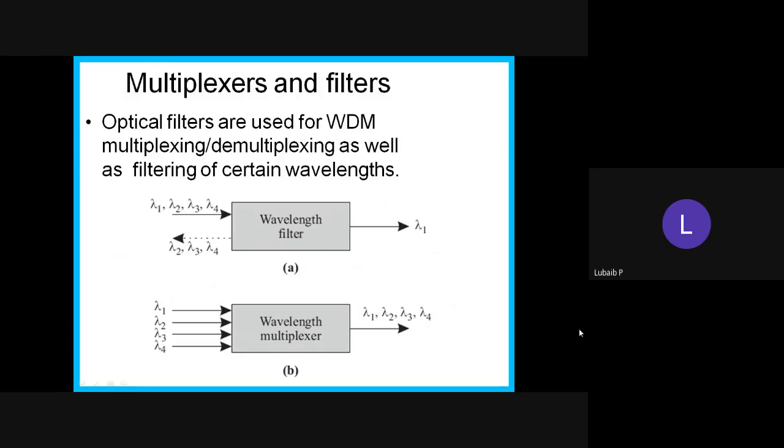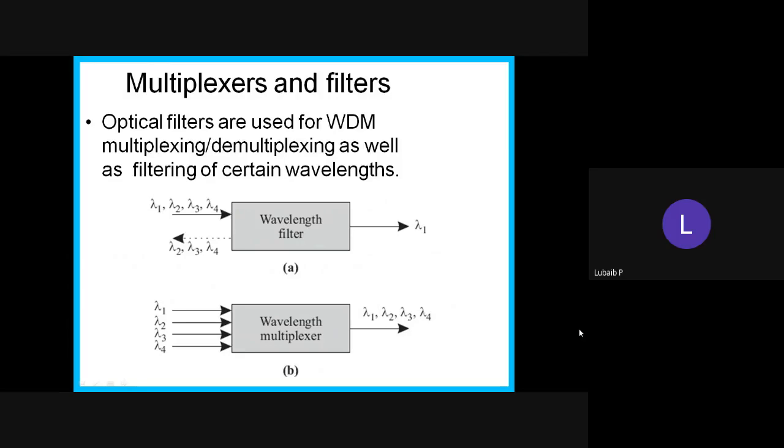In this figure, you can see that we are applying a signal having different wavelengths, lambda 1, lambda 2, lambda 3, lambda 4, etc., to the filter. After the filtering operation, we get a particular signal here, lambda 1. That is, this filter is used to filter a particular wavelength, that is lambda 1. Similarly, a particular wavelength can be filtered out from a signal having different wavelengths.